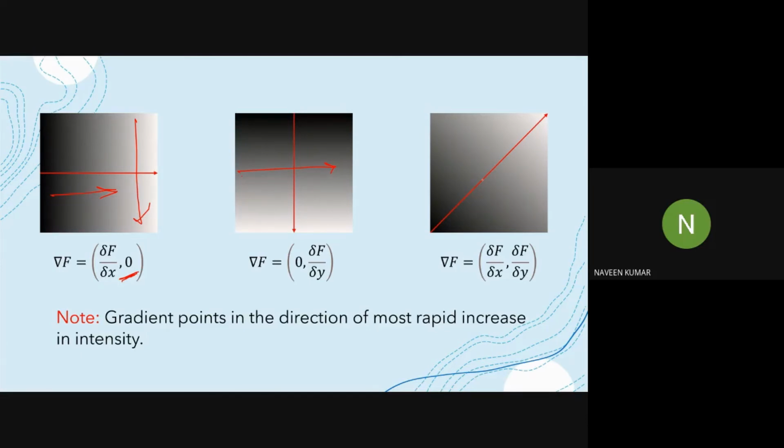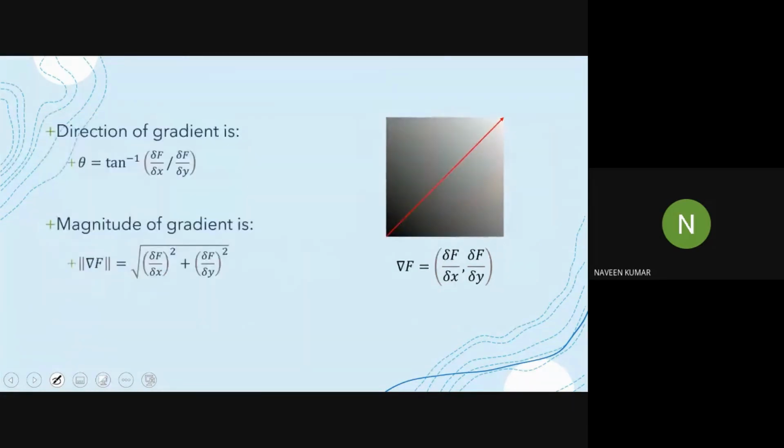Also, one point we should note is that the gradient points in the direction of most rapid increasing intensity. So it is in this direction, here this direction, and here this direction in this third image. The direction of the gradient can be given by this formula, that is tan inverse of delta f by delta y divided by delta f by delta x, and the magnitude of the gradient can be calculated using this formula.